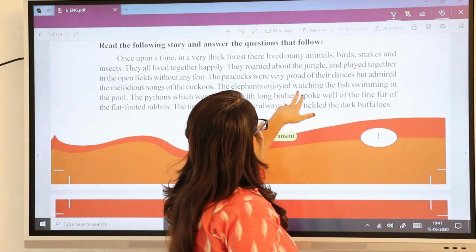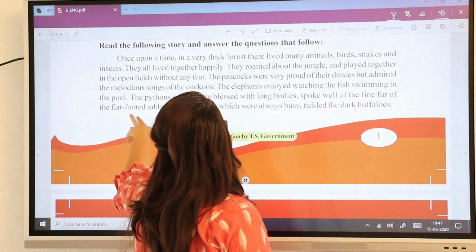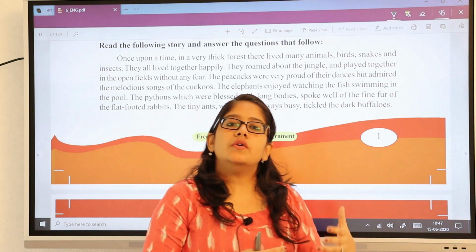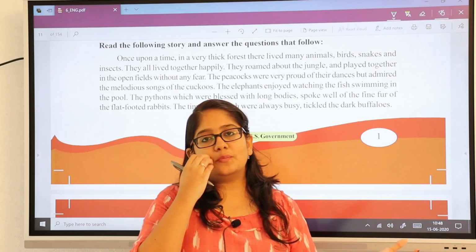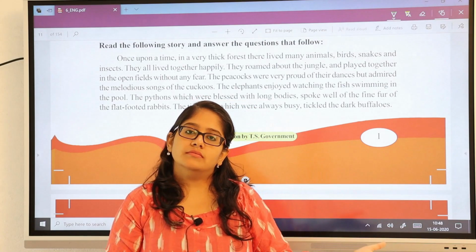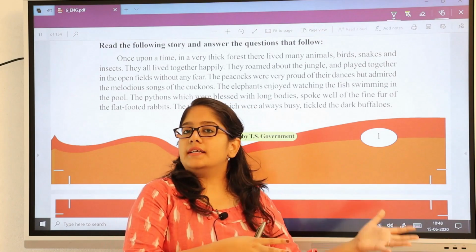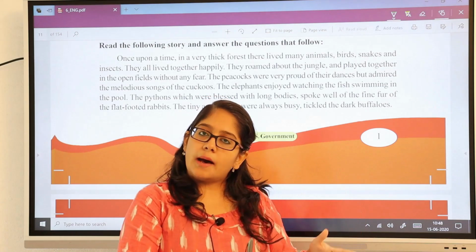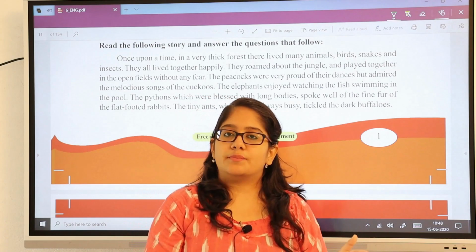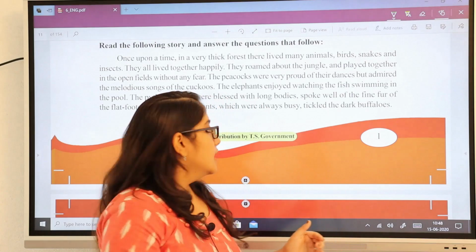The elephants enjoyed watching the fish swimming in the pool. Now the elephants also enjoyed watching the tiny fishes. Elephants being large animals could have been quite arrogant about their size, but they were so humble that they knew how to respect the smaller animals too.